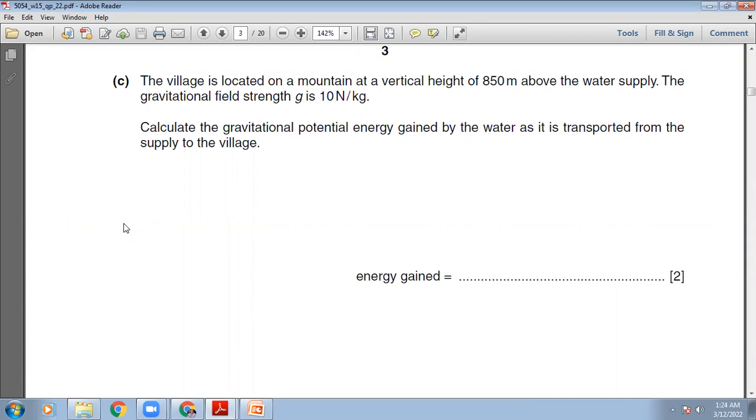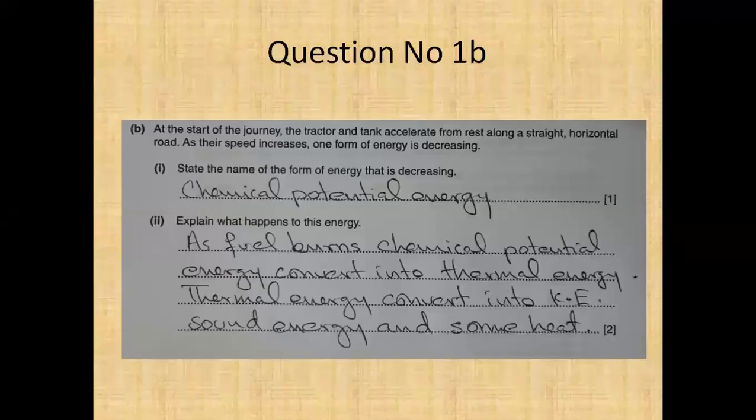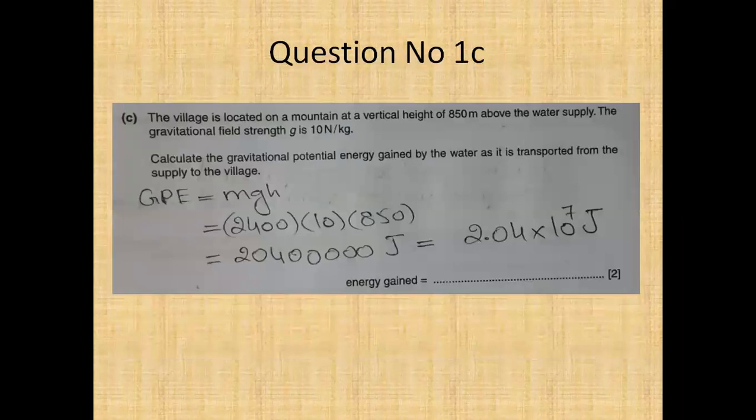So the gain in the gravitational potential energy, the formula is mgh, and we will use the mass of the water, because we have to find the gravitational potential energy gained by the water. So mgh, so 2,400 kg multiplied by 10 Newton per kg multiplied by 850 meter. You just enter these values in your calculator, and you get 20,400,000 joules. So the final answer will be 2.04 × 10^7 joules.